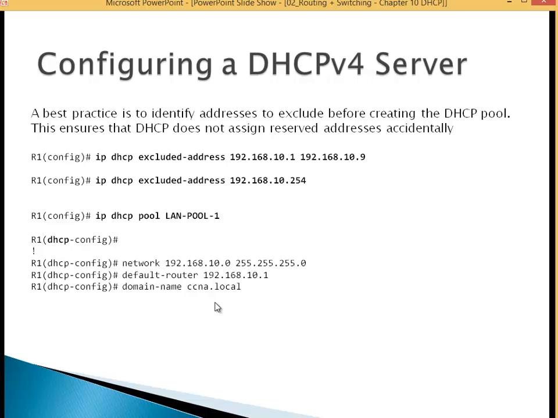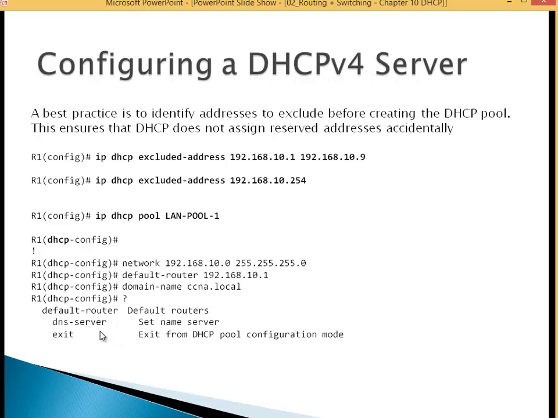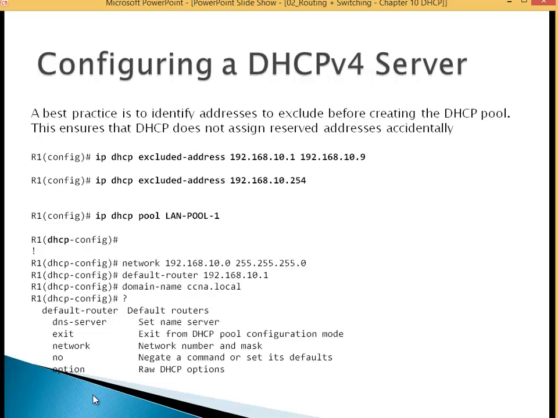Then we can configure the default router, configure the domain name if you want, and if you press the question mark in Packet Tracer, you will see only these commands, but on the real Cisco routers, you will see a lot more options.